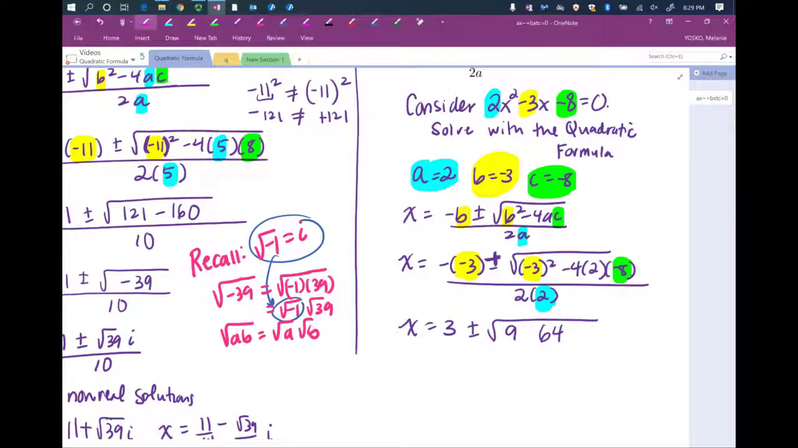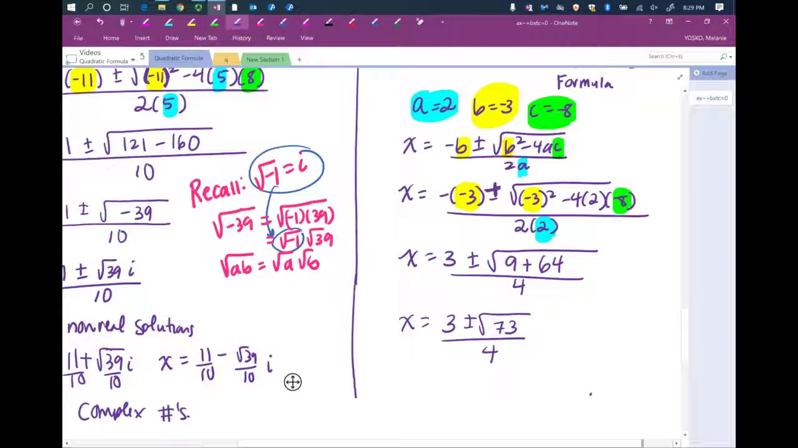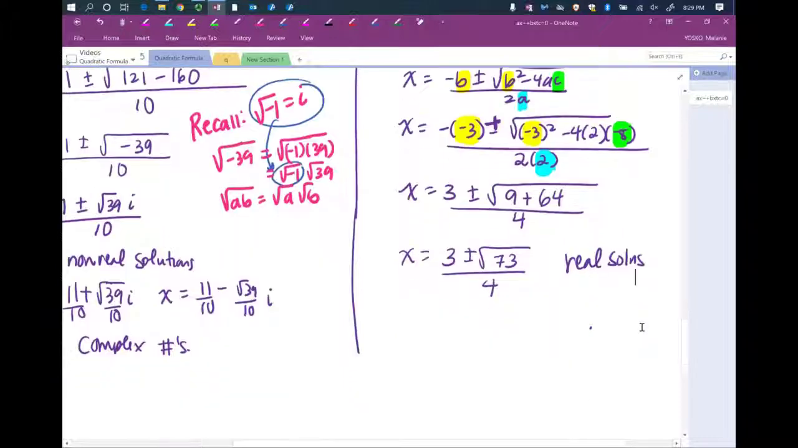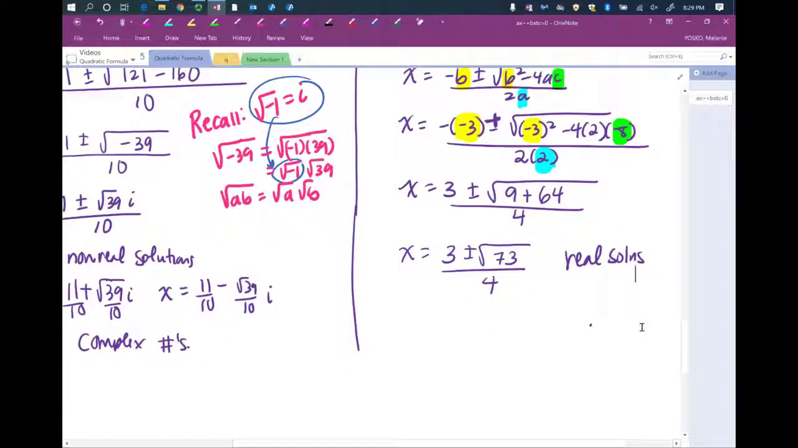Now let's check the signs. I have a negative times a positive. So overall the product here is a negative. And then multiplied by another negative, we end up with a plus. Okay. So we end up with x equals 3 plus or minus the square root of 73 over 4. So this one actually has real solutions. These are real solutions. We cannot break square root of 73 down further. Doesn't have any perfect square factors.